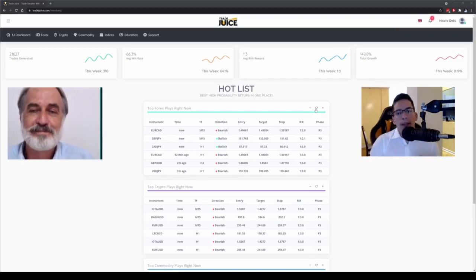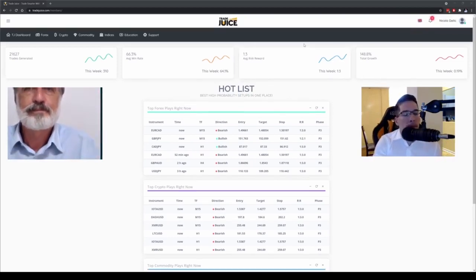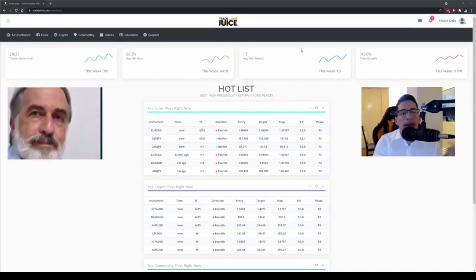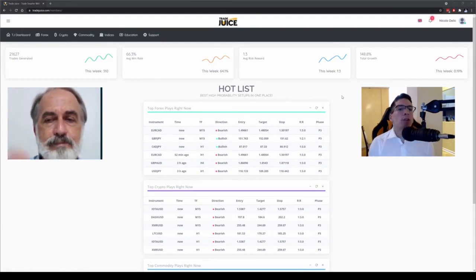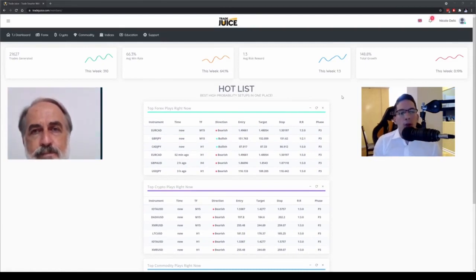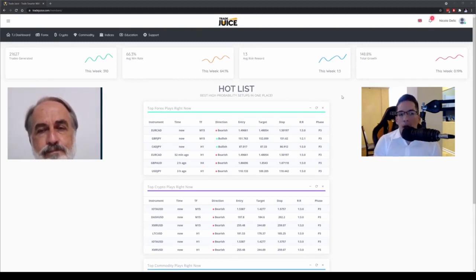Okay, so this is what Radius really is. It's a simple, let's call it a page, but it's more than a page where you can find everything that you actually need to become a successful trader. It's a dashboard designed to give you only the important information all day long. And let's start from the top.